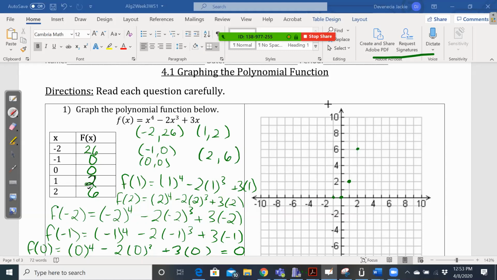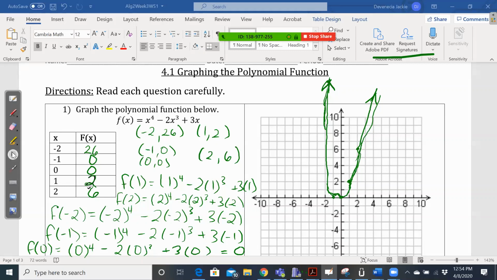It should be further up here for -2, 26, really up there. So if we were going to go ahead and try to draw this out, it would look something like this. Both my endpoints are pointing up, and you have this really weird thing right over here. So yeah, that's how you're graphing this polynomial.